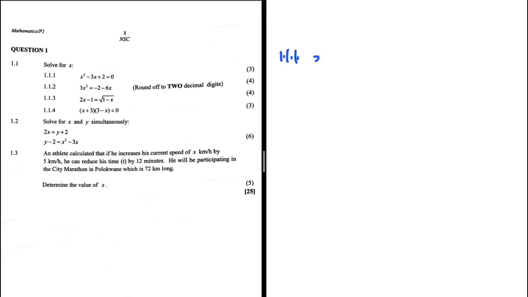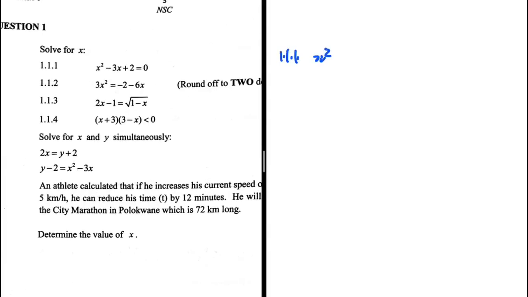1.1.1. We have x squared minus 3x plus 2 equals 0. We are supposed to solve for x. It should be easy to see that we can simply factorize here. We are looking for two factors of 2, which when we multiply we get 2, obviously, because they are factors of 2. But when we add, we get minus 3. That is minus 2 and minus 1.